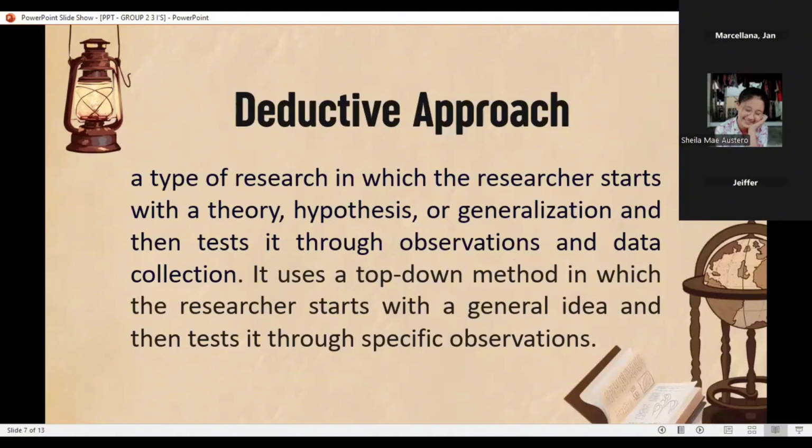Next is the deductive approach. So what is a deductive approach? Deductive approach is a type of research in which the researcher starts with a theory, hypothesis, or generalization and then tests it through observation and data collection. It uses a top-down method in which the researcher starts with the general idea, then tests it through specific observations.